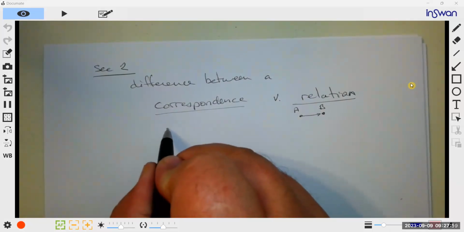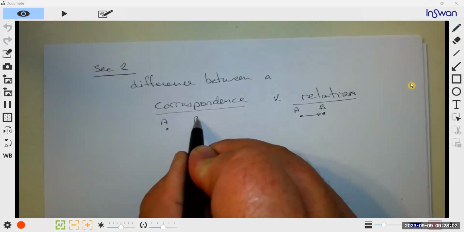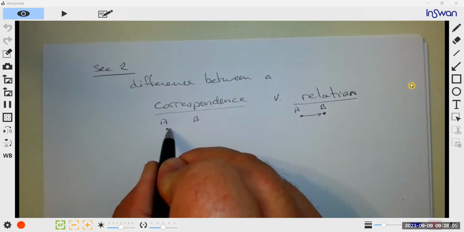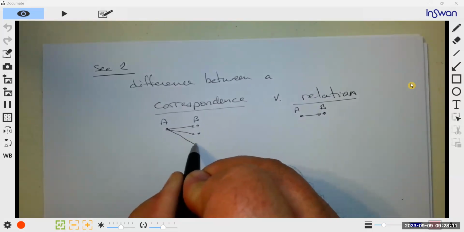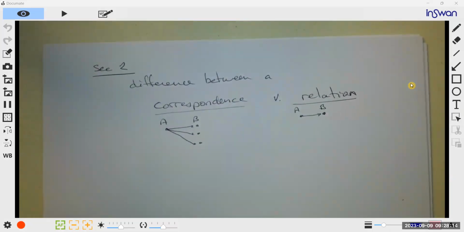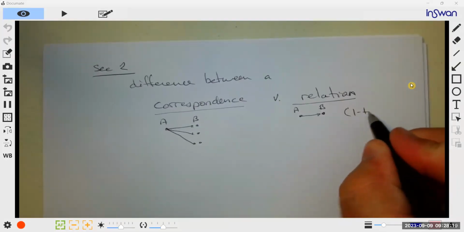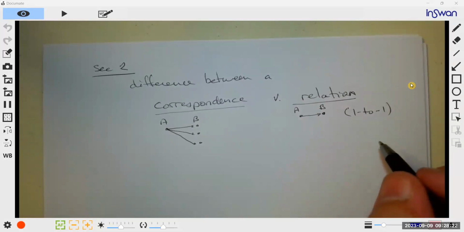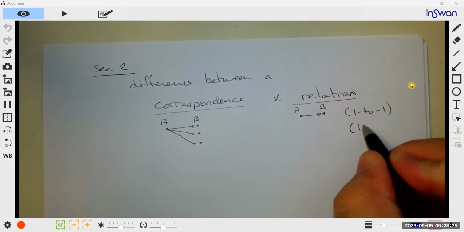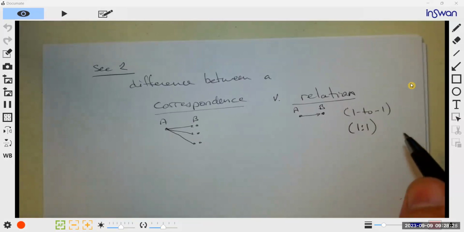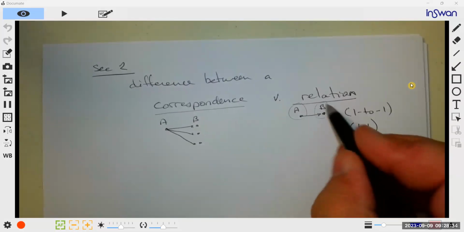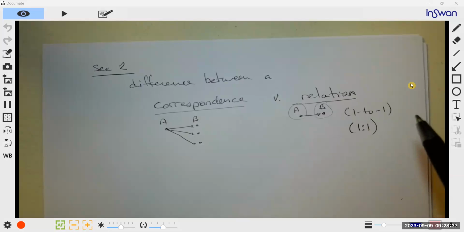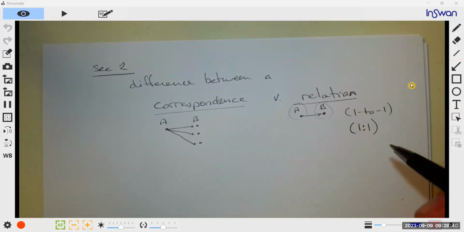A correspondence is one person here can correspond to multiple people. We call this one-to-one. It's a one-to-one relationship. It looks like this mathematically. Whenever you see that, that means one person from the first group, or one item in the first group, corresponds or has a relation with only one element of the second.